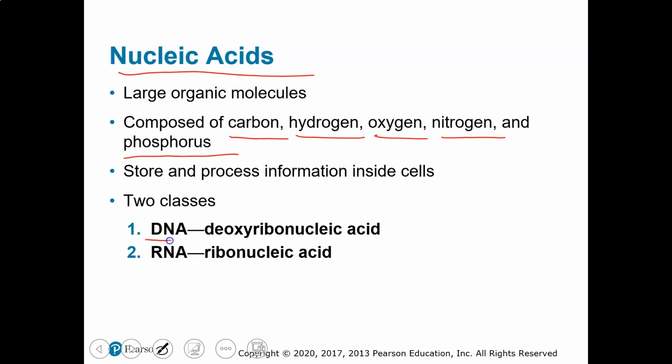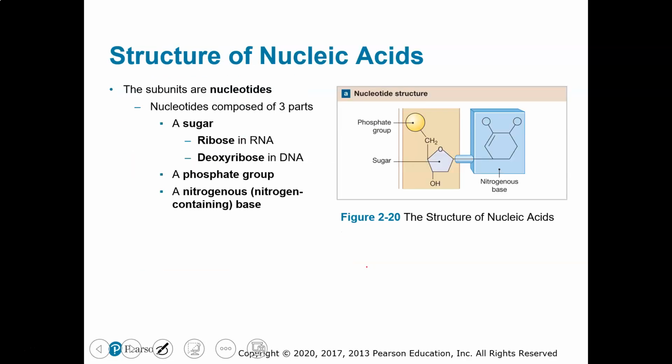DNA is the main class of nucleic acid. It's also known as deoxyribonucleic acid, and it contains our genetic code for our genes, for our traits. RNA, or ribonucleic acid, is used in producing proteins that give us our traits.